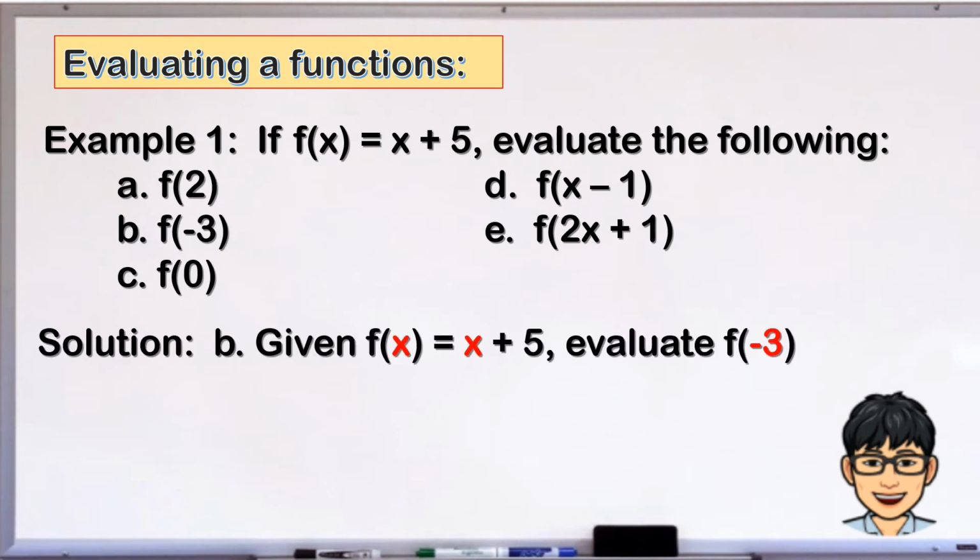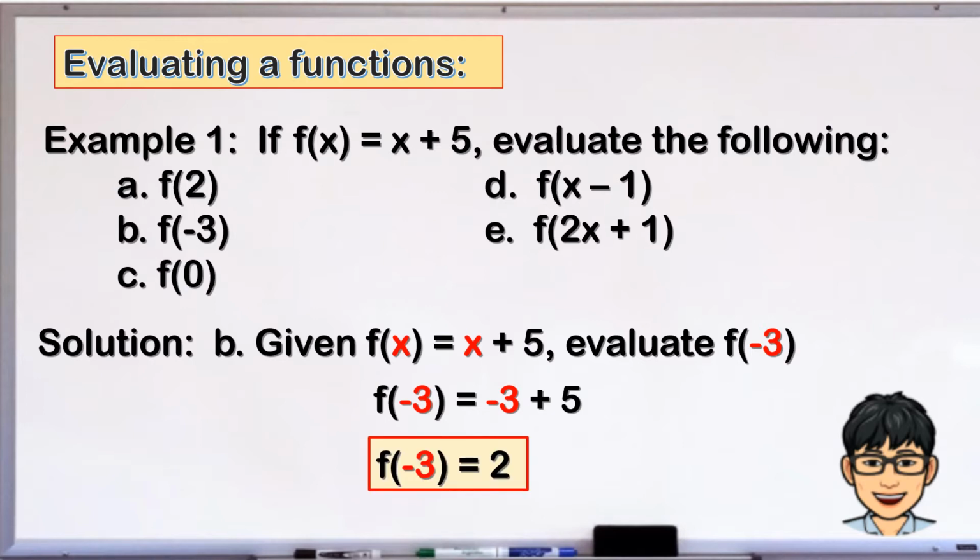For letter B, given f of x is equal to x plus 5, evaluate f of negative 3. So using the same procedure, lahat ng x sa f of x ay gagawin nating negative 3. So we have f of negative 3 equals negative 3 plus 5. And then, i-simplify natin. So we have f of negative 3 equals positive 2.